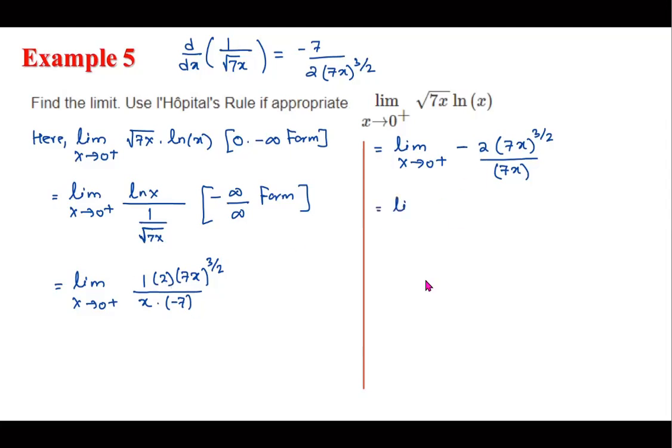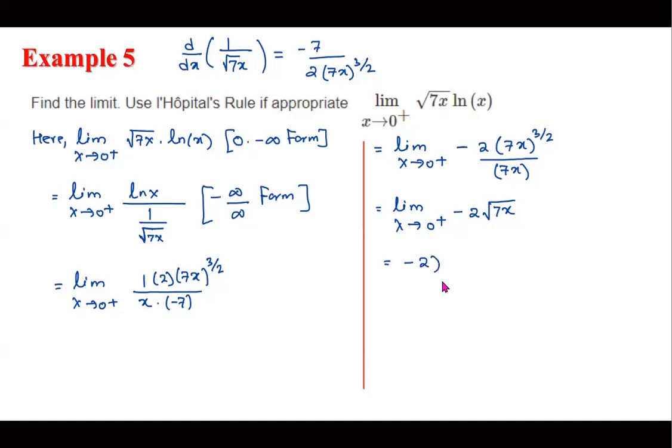Let's simplify. We're just trying to simplify this. Limit as x approaches 0 from the right, negative 2, and we have 7x raised to 3/2 over 7x. We have the same base, so we can reduce the power by 1. So 3/2 minus 1 is a half, or it is just the square root of 7x. So once we use L'Hopital's rule, we find the derivative in the numerator and denominator, and simplify, and we get negative 2 times the square root of 7x. Now, if you look at this carefully, this indeterminate form is gone.